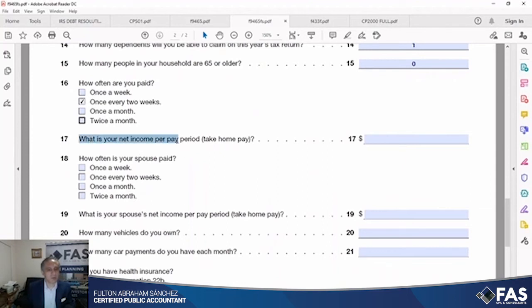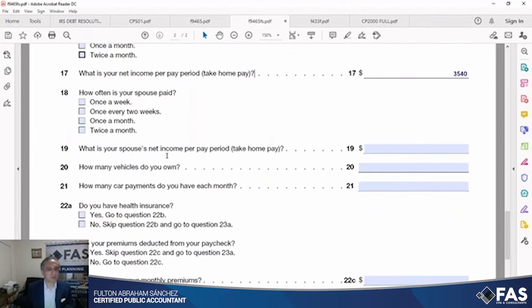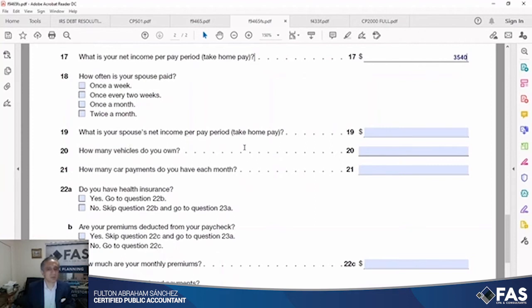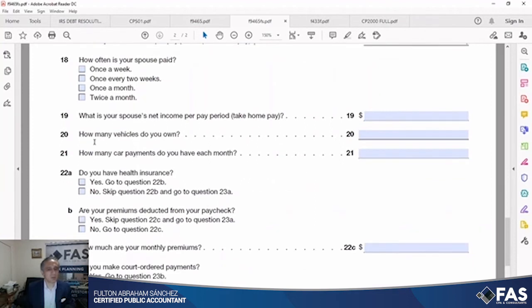What is your net income per pay period? This comes from your pay stub from your payroll. So what is your net income per period? The take-home pay. I'm going to say here 3,540. How often is your spouse paid? There is no spouse in this option. What is your spouse's income? How many vehicles do you own? Here you just put not applicable. How many car payments do you have each month?